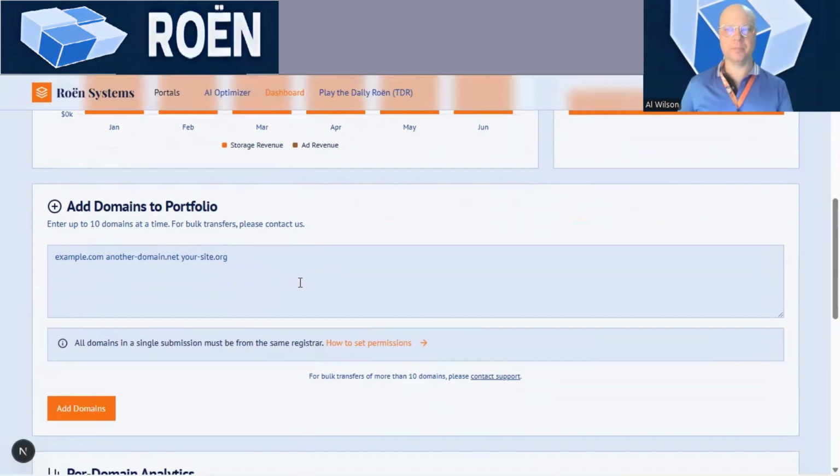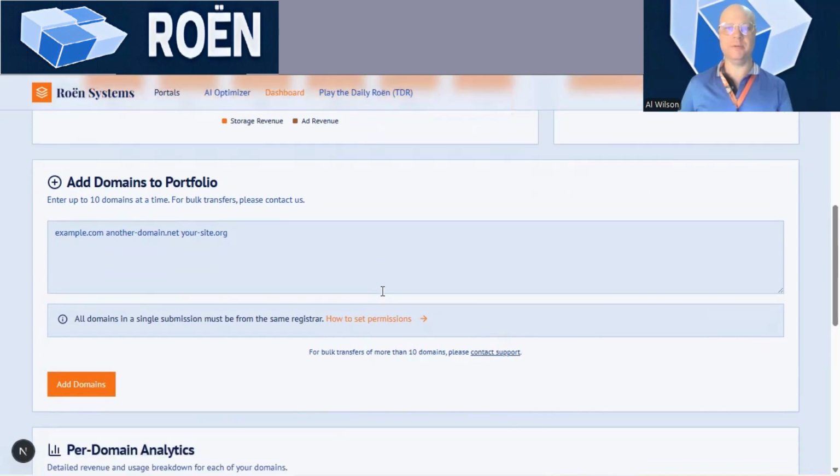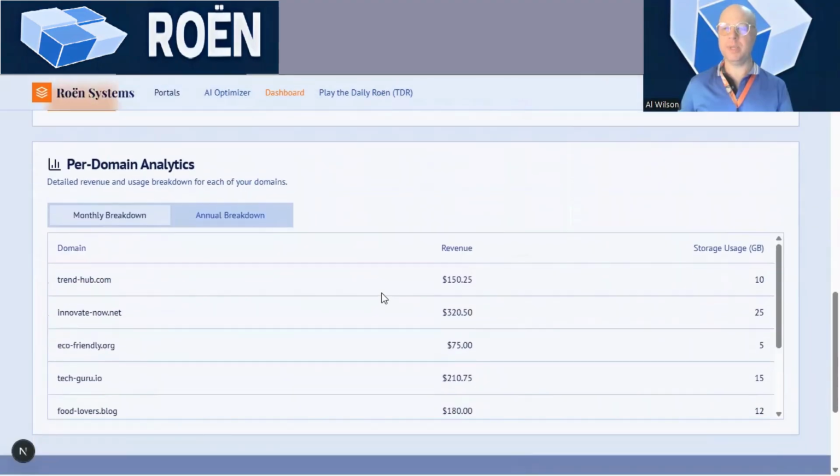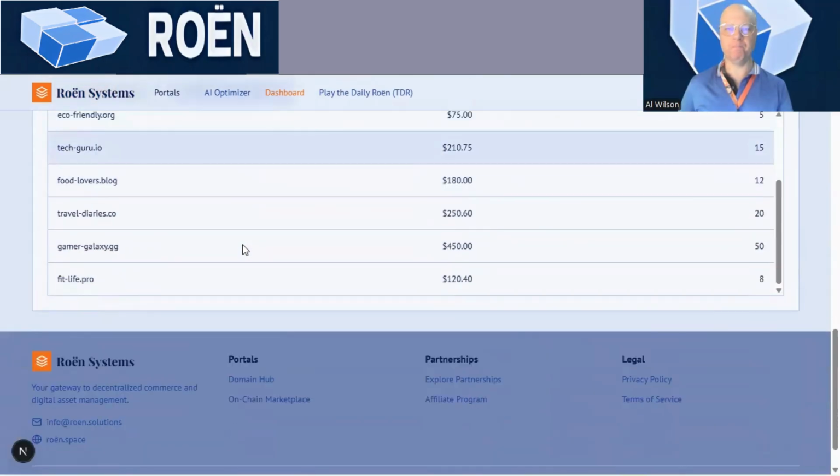This is all done through our permissions system, which enables smart contracts to purchase web storage space from the registrar's domains. And this storage space is aggregated by IPFS. This is the basis for the layering of the Web3 on the Web2 domain infrastructure. Here we have an example of the breakdown of domains and their revenue and storage usage.